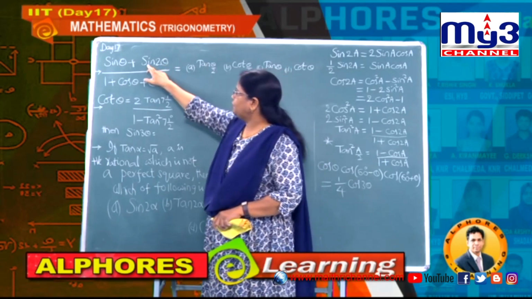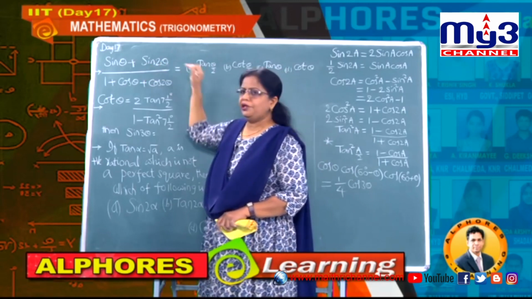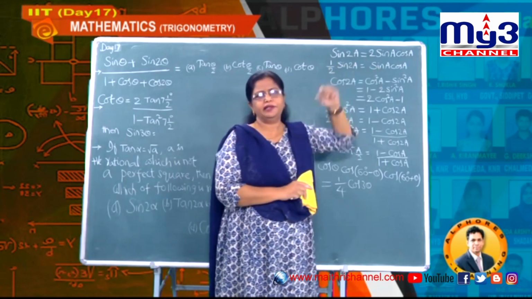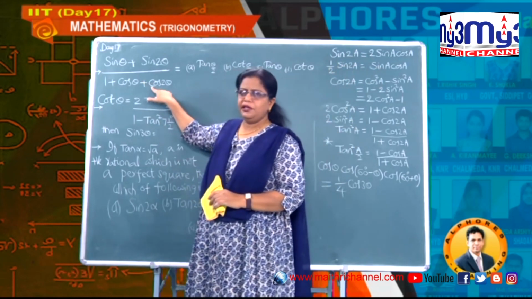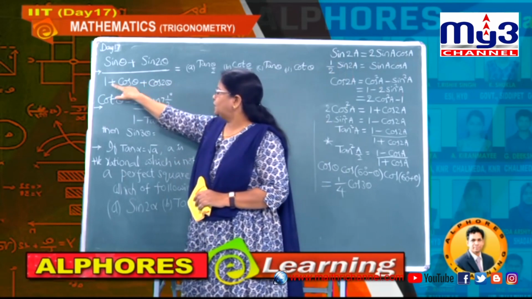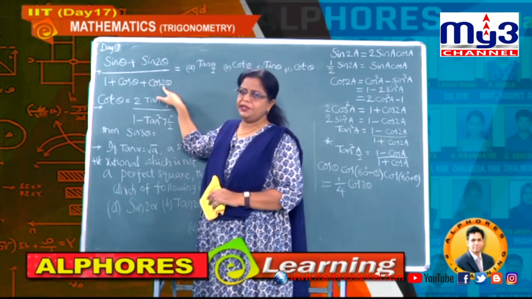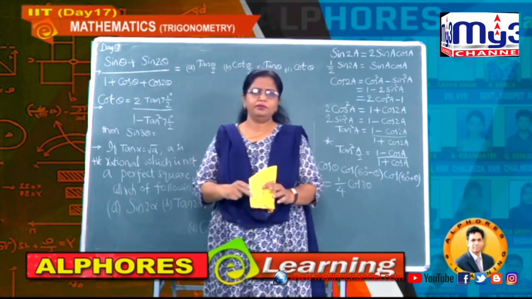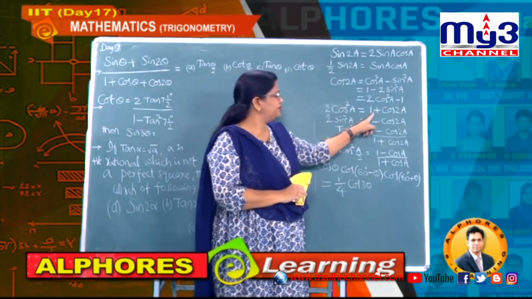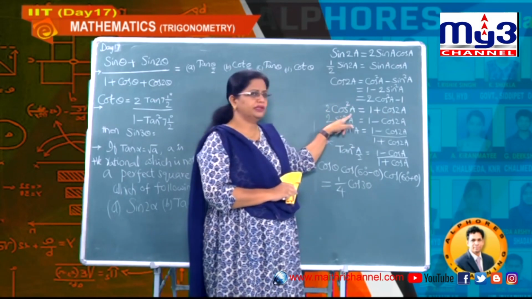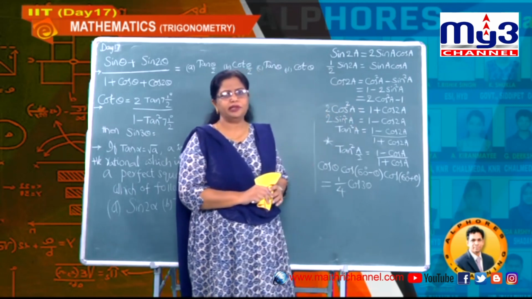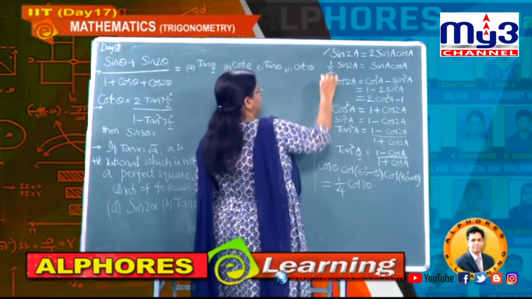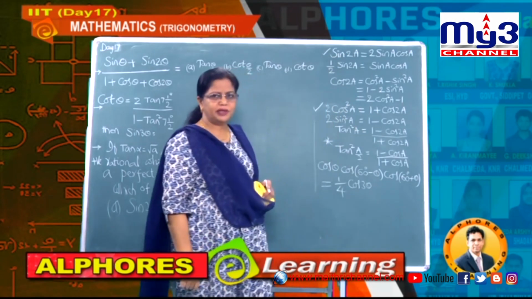Then immediately what will come in our mind? Sin 2 theta formula. So what is sin 2 theta formula? 2 sin theta cos theta. And next value, denominator cos 2 theta formula. Here 1 is there and cos 2 theta is there. So along this one you can write 1 plus cos 2 theta formula. So what is 1 plus cos 2 theta formula? It is 2 cos square theta. Okay students, now in this problem what formula you are going to substitute? One is this one and the other one is this one. Okay, so let us start.